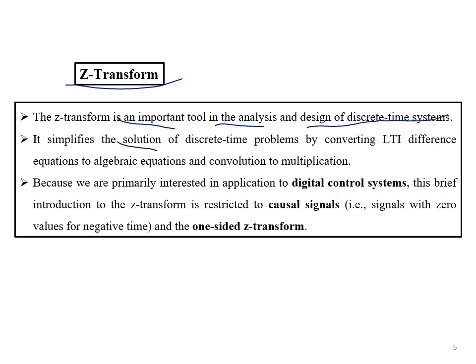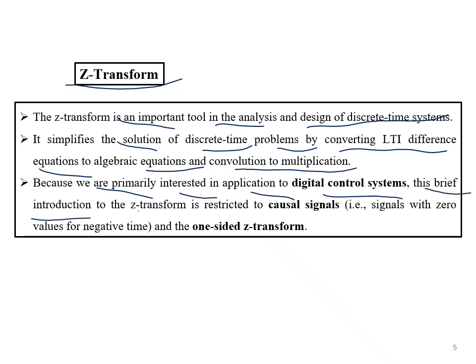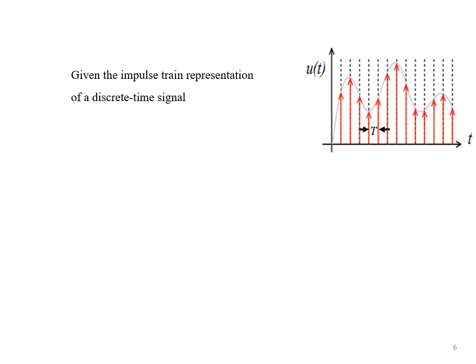It simplifies the solution of discrete time problems by converting linear time invariant difference equations to algebraic equations and convolution to multiplication. Because we are primarily interested in application to digital control, this brief introduces the Z-transform restricted to causal signals with zero values for negative time, the one-sided Z-transform.